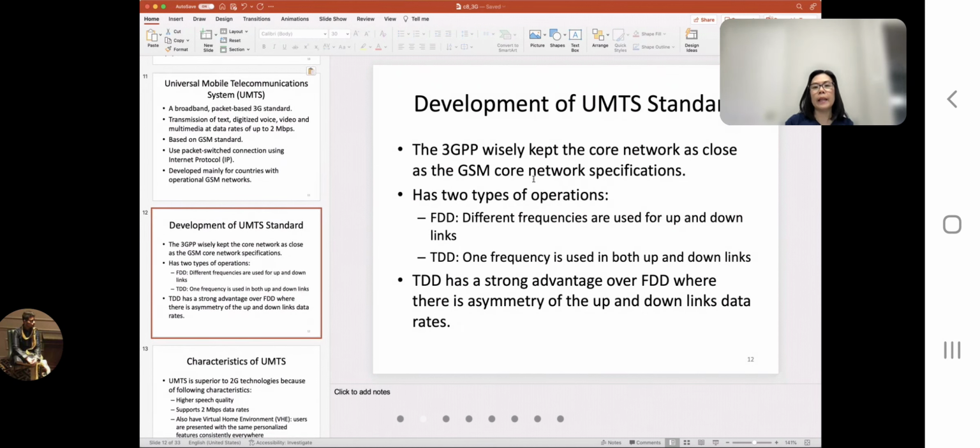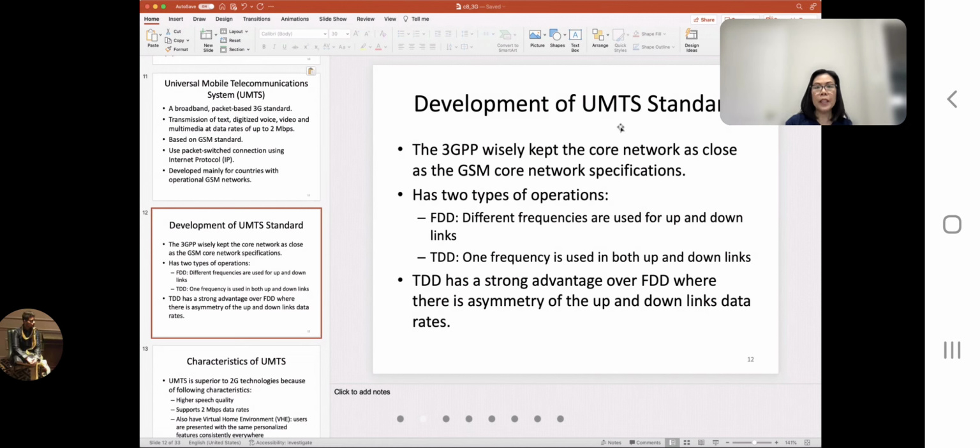And yeah, the idea we emphasized before, the 3G project kept the core network of 3G networks as close to the GSM core network specification as possible in order to reuse the equipment in GSM networks.